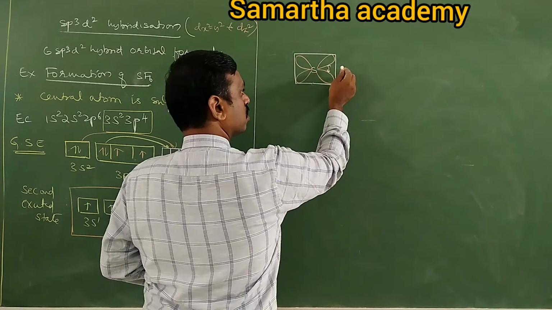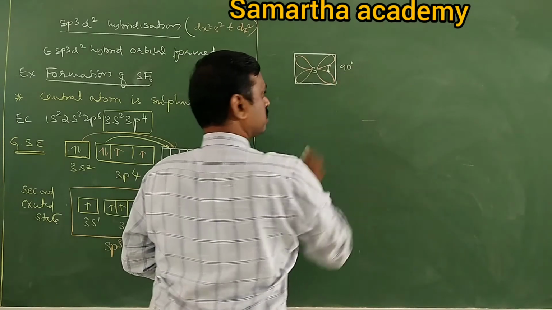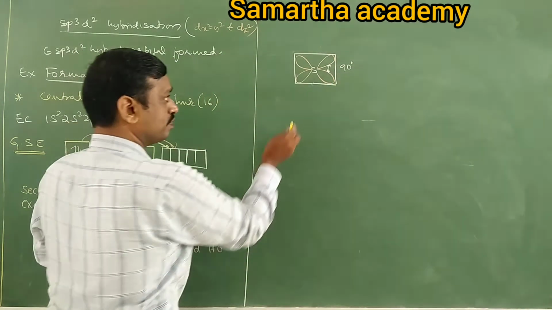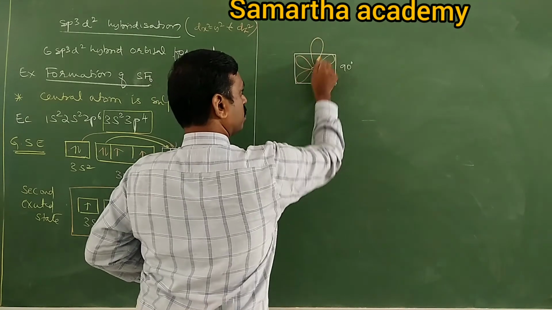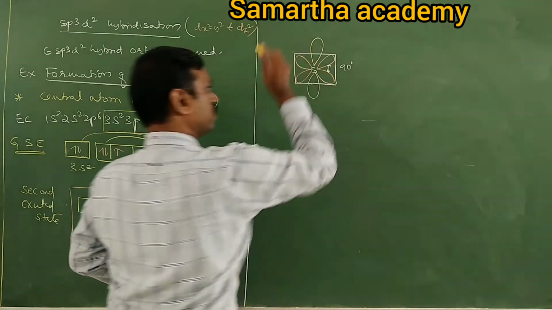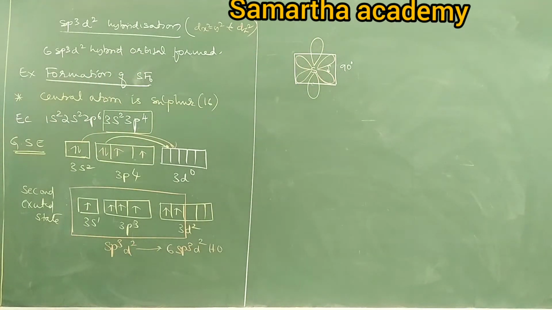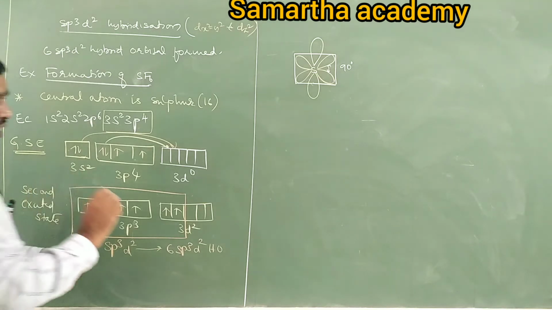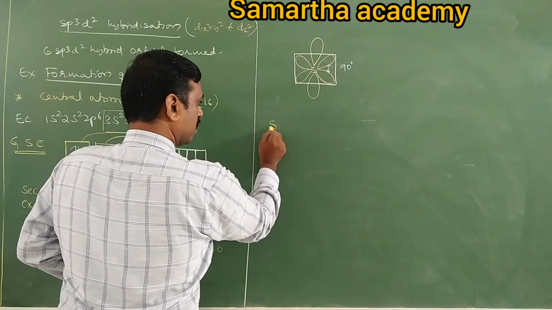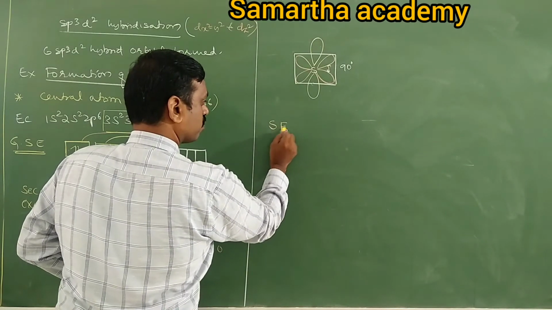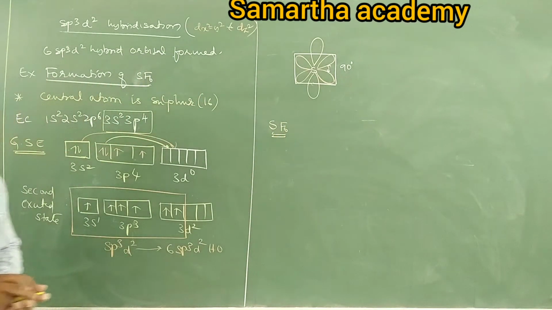Okay, then what is the angle between any 2 of these orbitals? Of course 90 degrees. And what about the remaining 2? One is above the plane, second one is below the plane. So this arrangement is called octahedral arrangement. They are placed octahedrally.